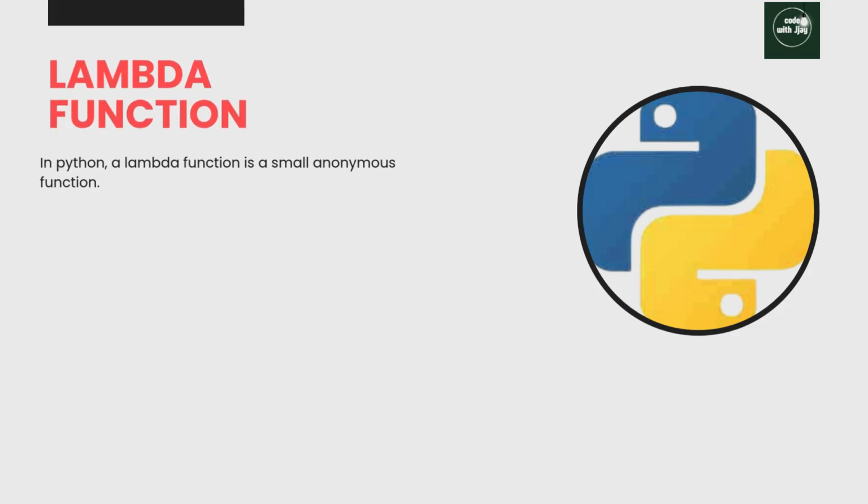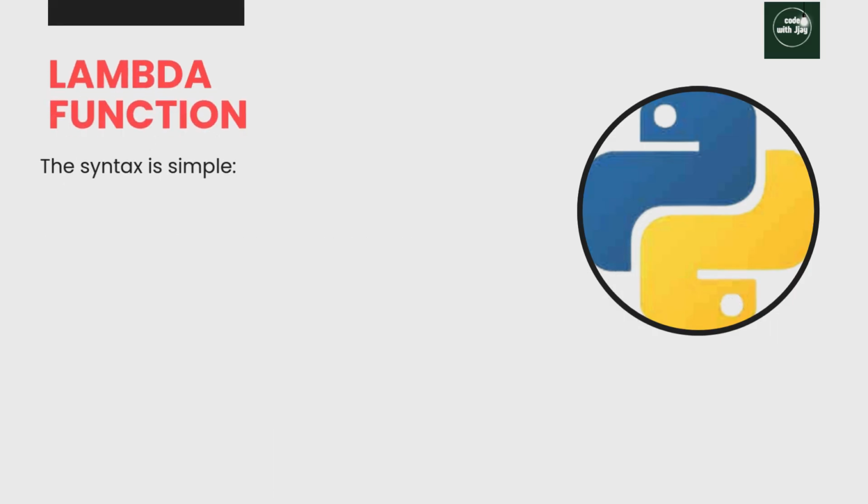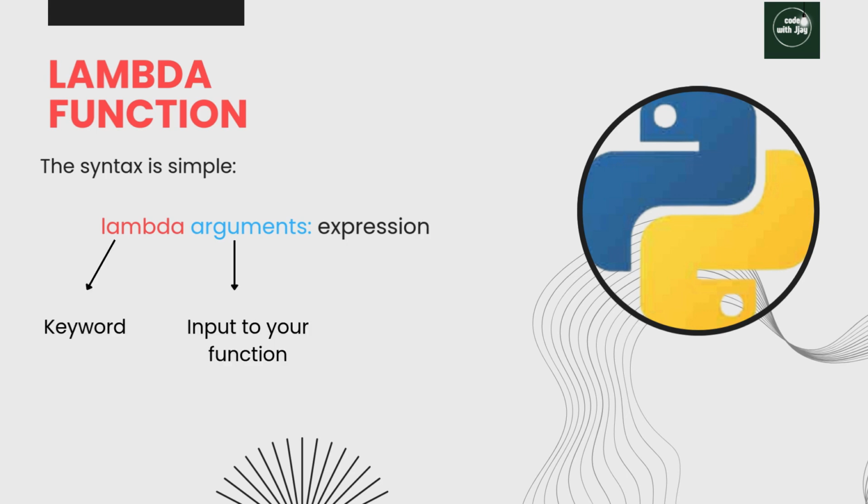In Python, a lambda function is a small anonymous function, which means it does not have a name. You can use it anywhere a function is required. The syntax is simple: lambda, arguments, expression. Lambda is the keyword. Arguments are the input to your function, then the expression is the operation that will be returned. For example, we have a normal function.